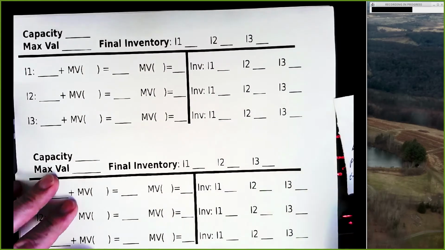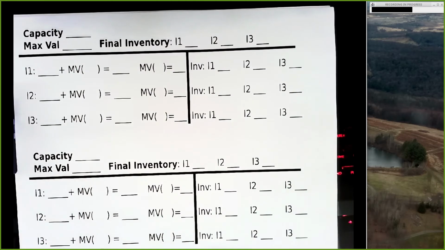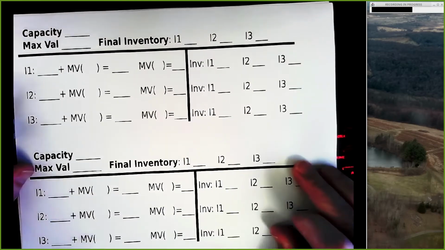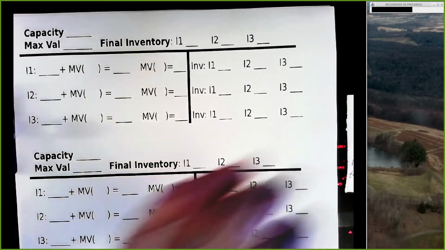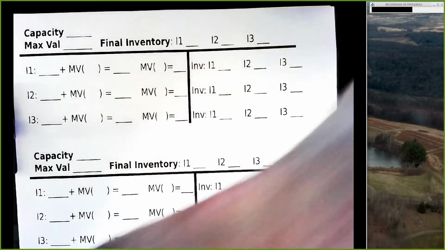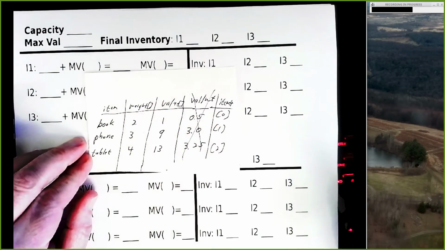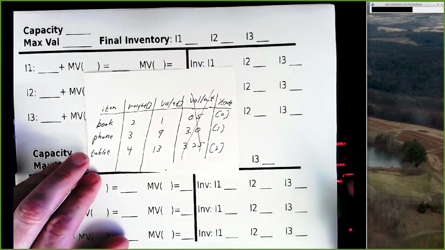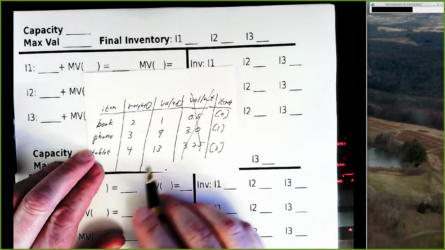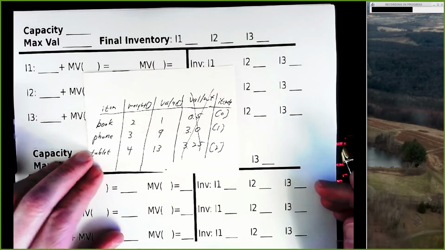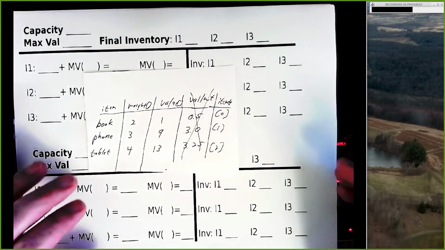All right, so I have these cool inventory sheets that, if we're in person, I pass out and people work on them in groups. But I'm just going to do this on camera and we'll work this out as one large group. So I'm going to stick with this item list: book, phone, tablet, 2, 3, 4 pounds, $13 value. We already know what the answer is for a capacity of 10.